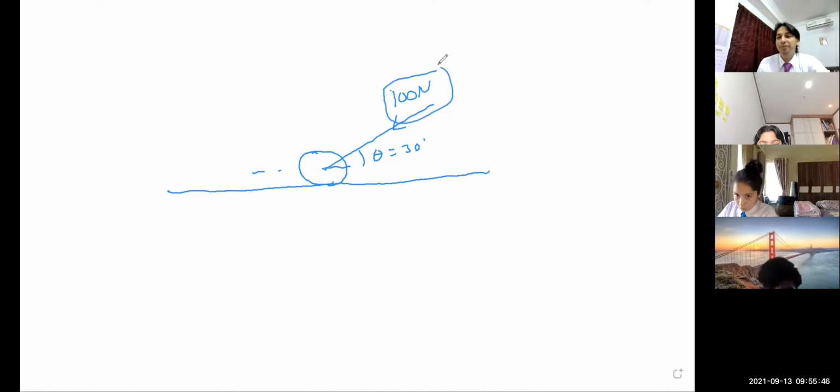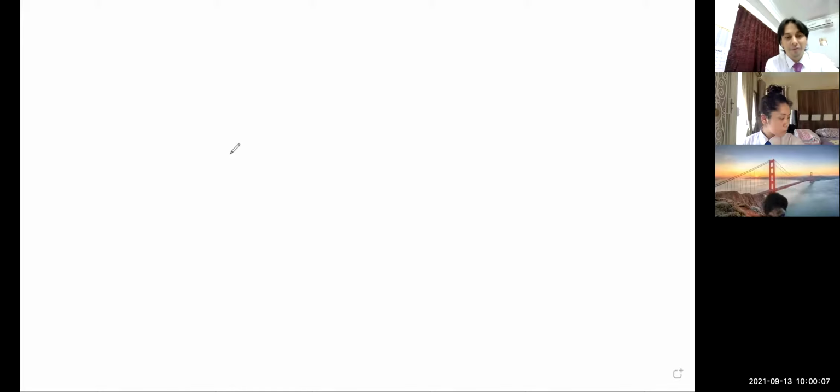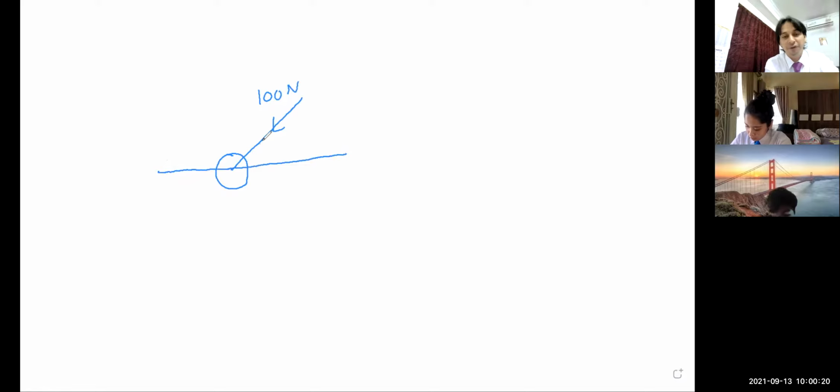How will you do, children? Take a moment, children, and think about it. We have this situation that a person is applying a force of 100 Newton with an angle of theta, and that theta is equal to 30 degree. And this is the surface ground, children. Now, how to resolve this force 100 Newton along the x-axis and along the y-axis?